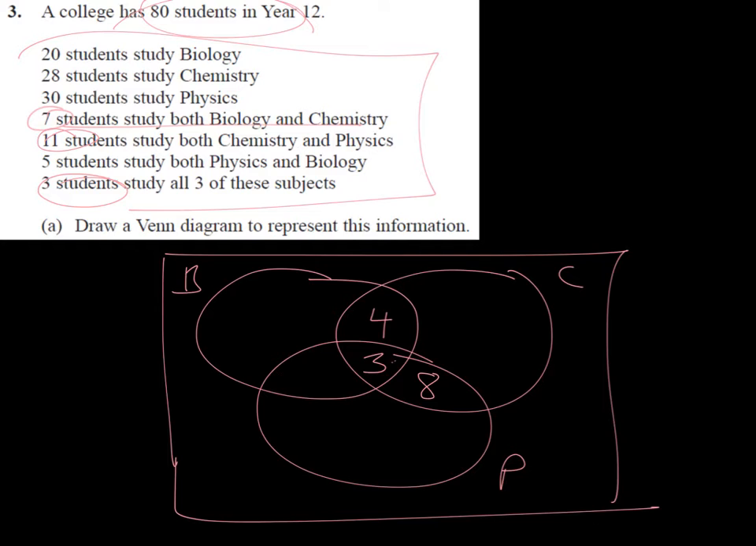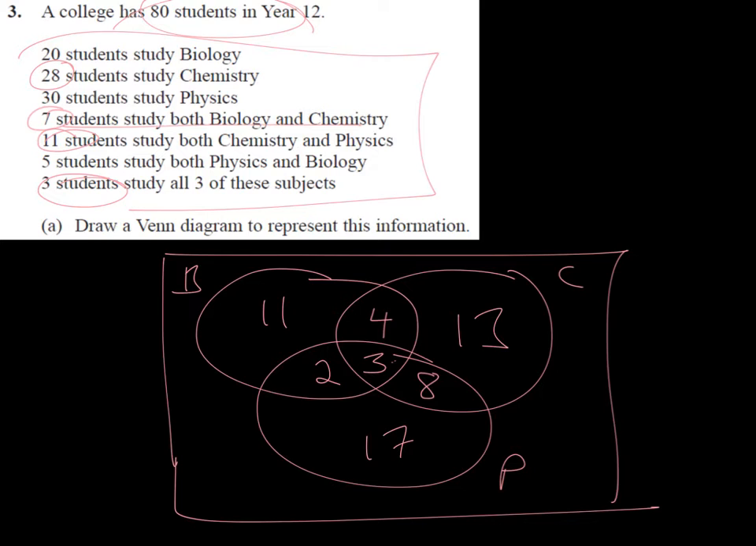So we can work out this region here by figuring out that in total there are 28 students who study chemistry. So if there are 28 students who study chemistry, we've got 4 here, 3 here and 8 here. That's going to give us 15. Therefore, there must be 13 students who only study chemistry. So we can do that for each of these, and we end up with this.